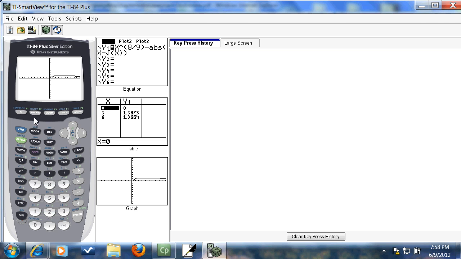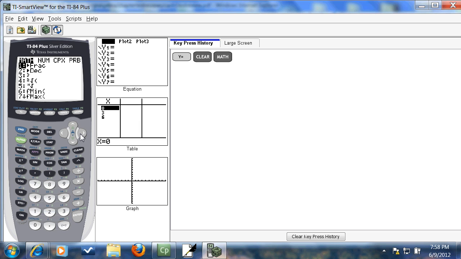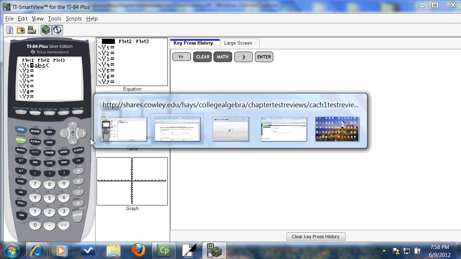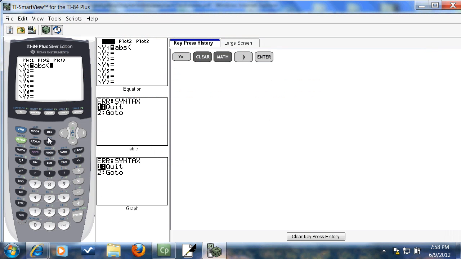Well, let's look at our second one. It's absolute value, so press y equals, press clear, we'll press some math, right arrow to num, enter on ABS, and then we got x to the 1/7, so I'll do x caret, and remember if you have more than a single number or a single x in your exponent, put a parentheses around it.